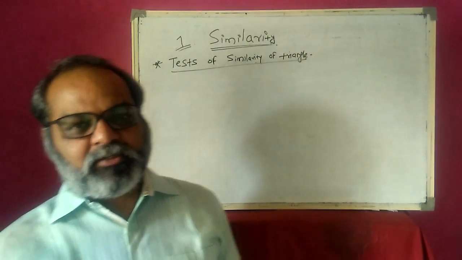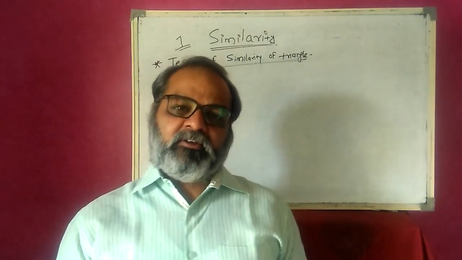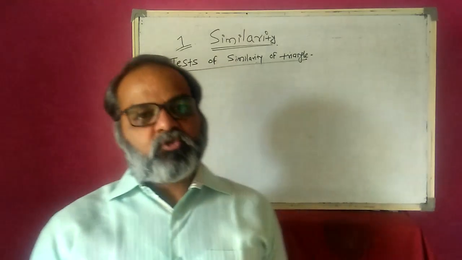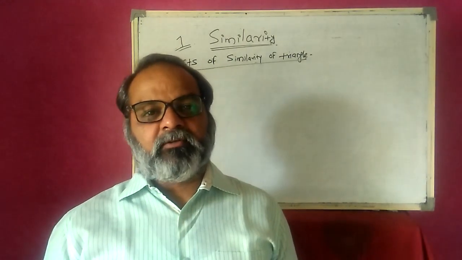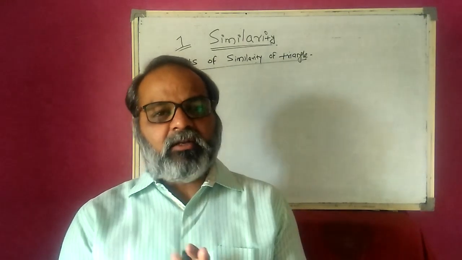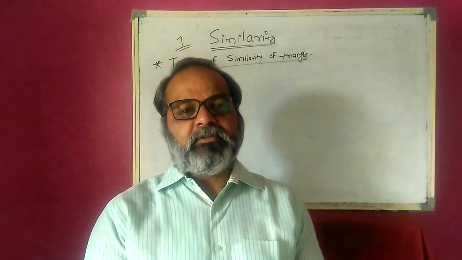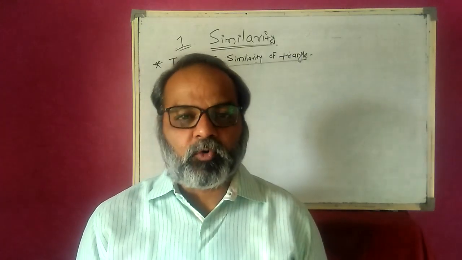So in our previous video we learned the property of angle bisector and the property of three parallel lines and the transversal. In today's video we will learn about the tests of similarity. In the first video you learned the meaning of similar triangles, or which triangles are similar. Similarity means the sides are in proportion and the angles are congruent.